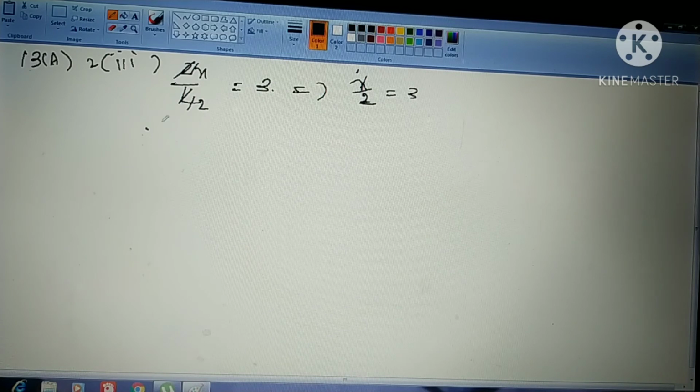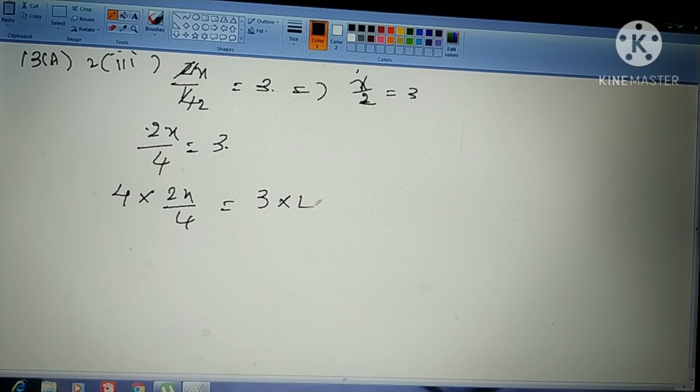But we will do this process again. One by one we will eliminate this so that you can understand more clearly. So, first to remove this 4, what do we have to do? We have to multiply the right hand side and the left hand side with 4. Now this 4 will be cancelled. You will get 2x here. 2x equal to 4 threes, 12.